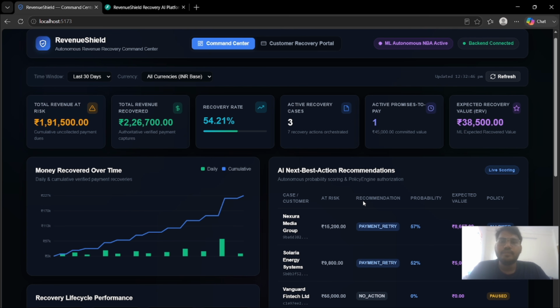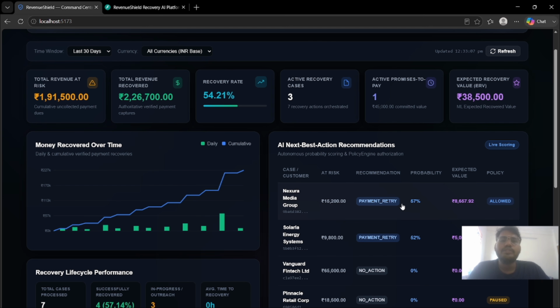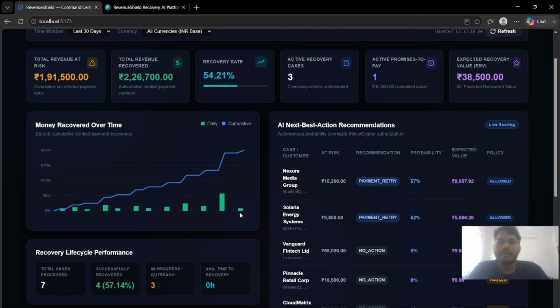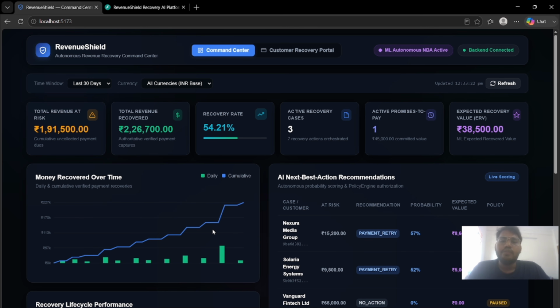The key business takeaway from this revenue recovery platform is that involuntary payment failures are responsible for around $40 billion of lost subscription revenue globally every year. Revenue Shield shifts recovery from reactive, manual, and annoying dunning into an autonomous, compliant, mathematically optimized, and self-learning revenue engine. So thank you. This was all about Revenue Shield. I look forward to your questions.